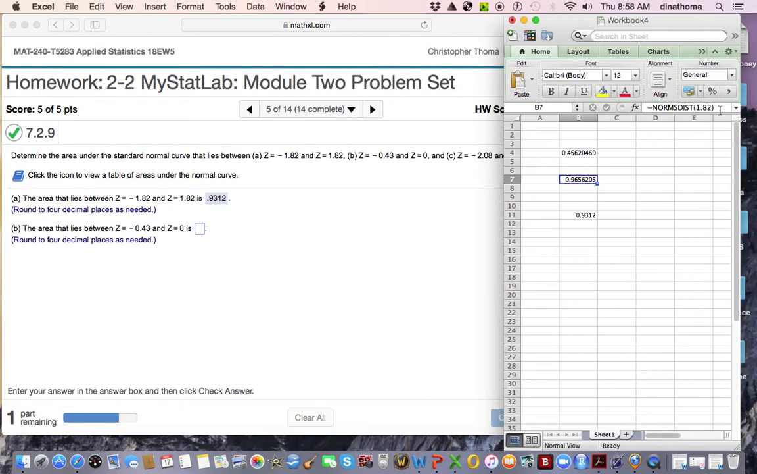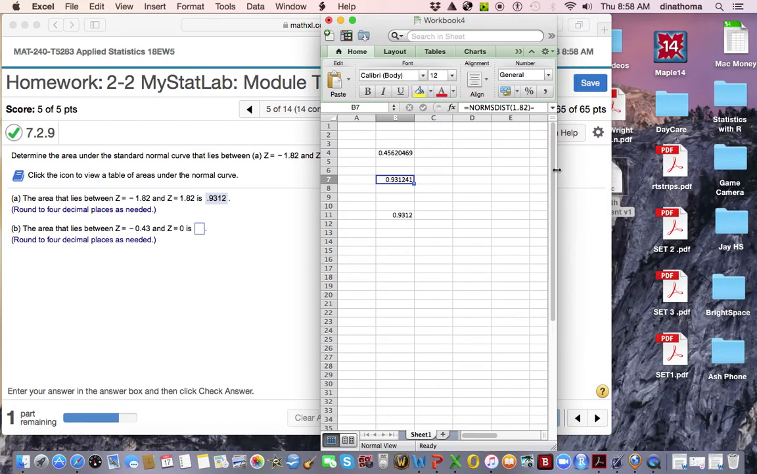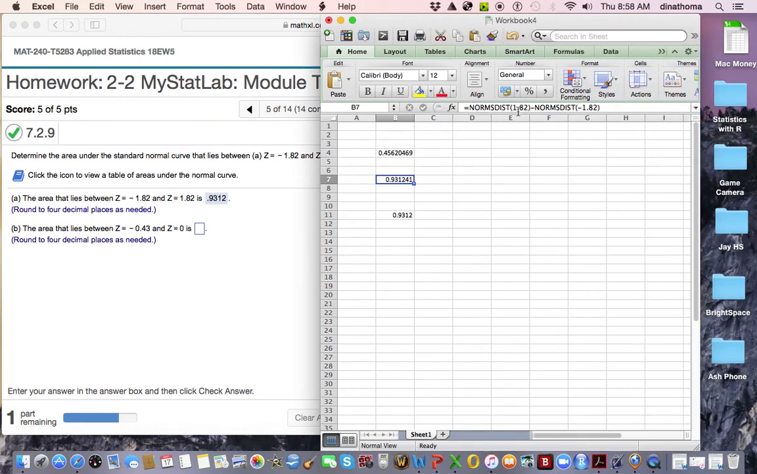Bring this over so I can type up here. Minus, then just type it again, NORM.S.DIST, and put in minus 1.82. And you see I get the exact same answer. And I'll make Excel a little bigger so you can see what I typed in. So I took the positive and subtracted the smallest. So the big minus the small.